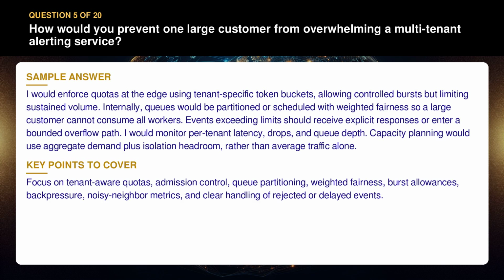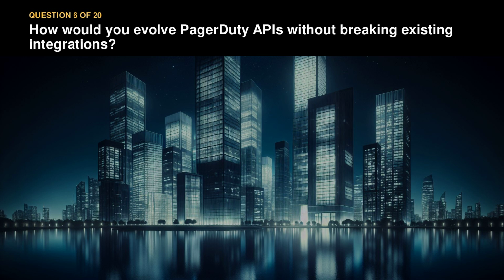Focus on tenant-aware quotas, admission control, queue partitioning, weighted fairness, burst allowances, backpressure, noisy neighbor metrics, and clear handling of rejected or delayed events. Question 6. How would you evolve PagerDuty APIs without breaking existing integrations?